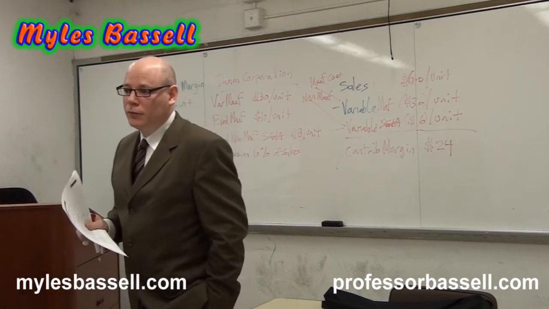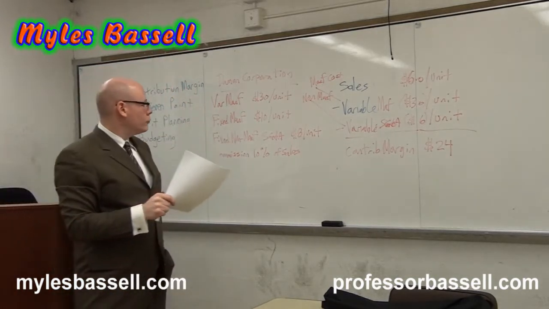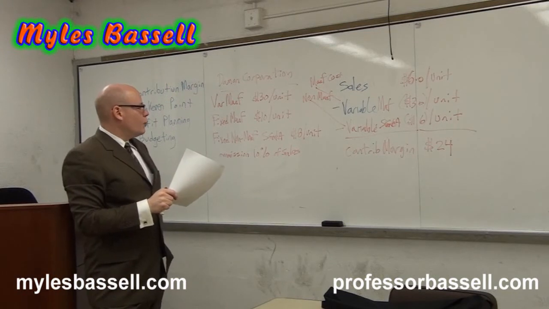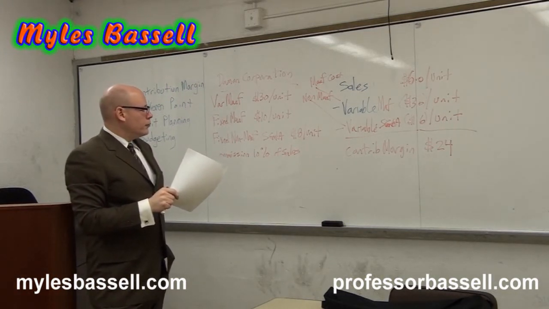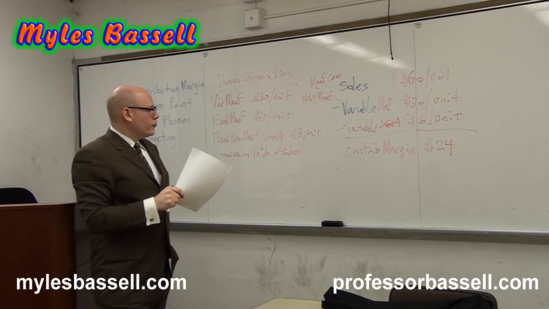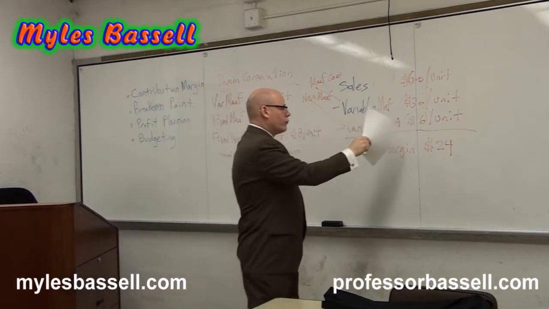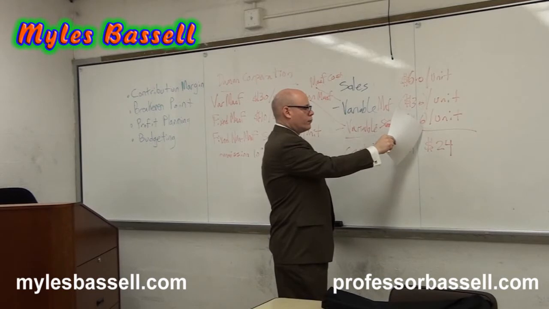Yeah, Damon? Wouldn't the total be variable, not the fixed cost per unit? Wouldn't the total be variable? Which total? Per unit. On the $6, wouldn't that be fixed?